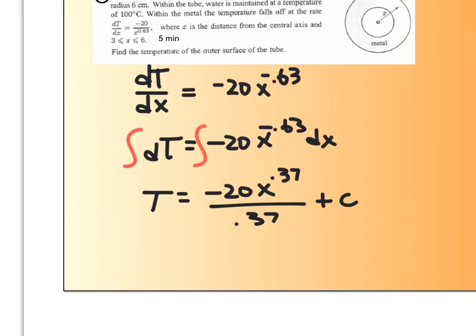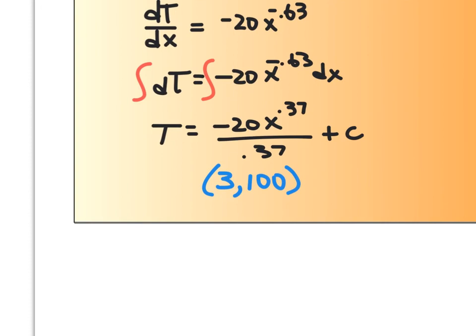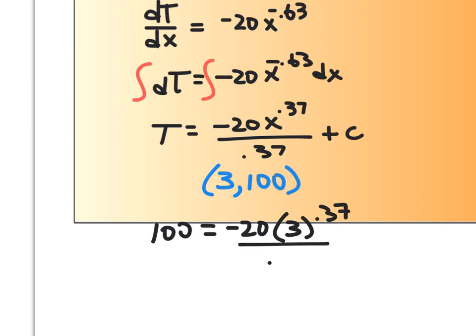Okay, so now is where my initial condition comes into play. At the inner edge, when the distance from the center is 3, the temperature is 100 degrees Celsius. So we're going to plug and chug a little bit with that so we can find C. So if I were to plug those in, I'd have 100 is equal to negative 20 times 3 to the 0.37 over 0.37 plus C. We're going to utilize this to find C.